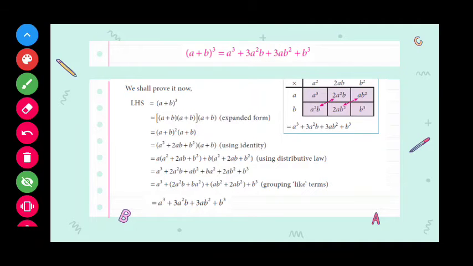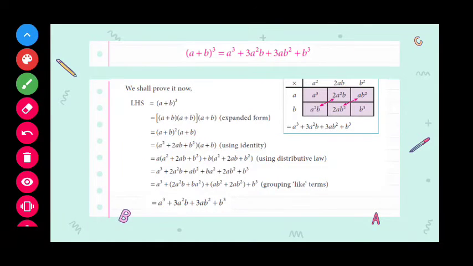First let's take this part, a plus b whole cube. We can split this and write a plus b into a plus b into a plus b. The first 2 a plus b we can combine together and write a plus b whole square. The a plus b whole square identity we have already seen: a square plus 2ab plus b square, and this a plus b retains the same.